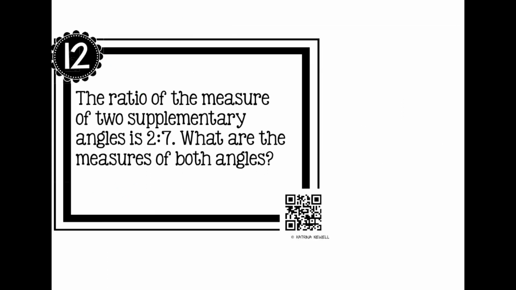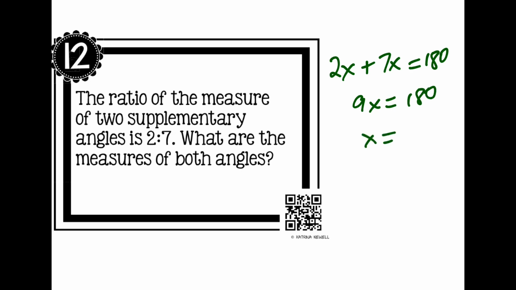Same thing on the other side. We know that the two angles are going to add up to 180 because they're supplementary. So we can say 2x plus 7x is equal to 180. If 9x is equal to 180, then x is going to be 20. If we plug that back in, we have 40 degrees and 140 degrees.